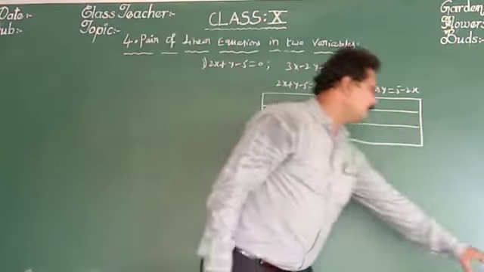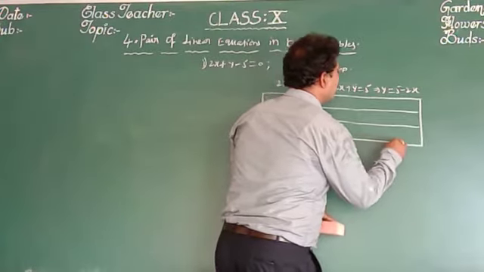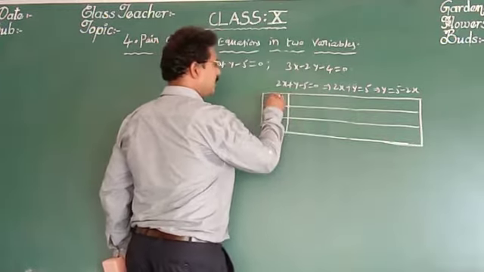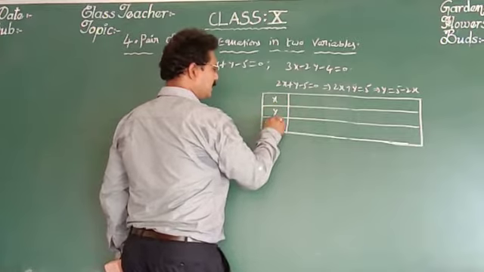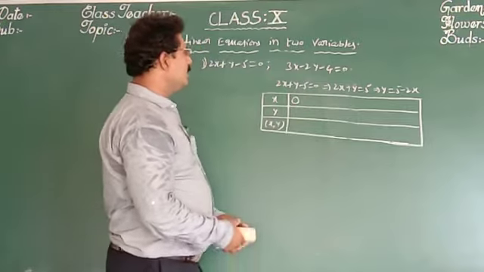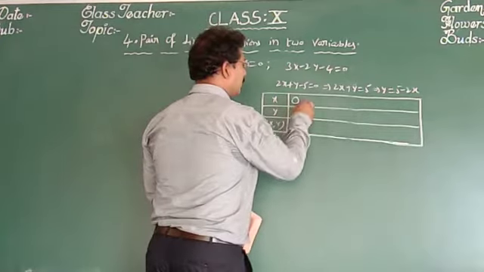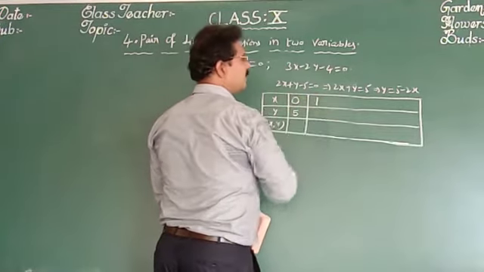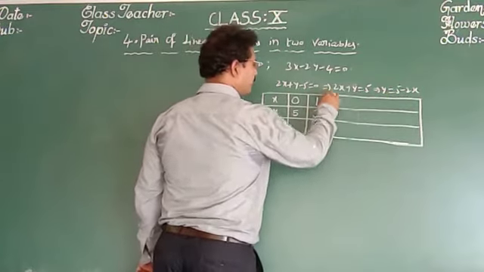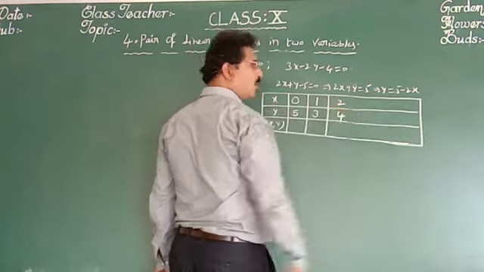Now see that in the table, let us take x, y, x comma y. Zero compulsory, better you take x is equal to 0. Now y is equal to 5 minus 2 into 0, 0. So that's why 5 only. Next, x is equal to 1. Y is equal to 5 minus 2 1s are 2, 5 minus 2, 3. Next, x is equal to 2. Y is equal to 5 minus 2 2s are 4.